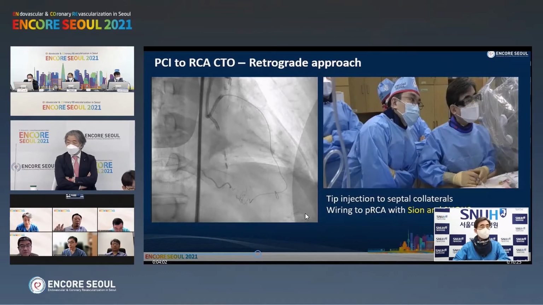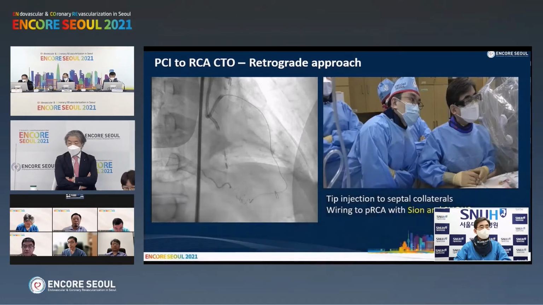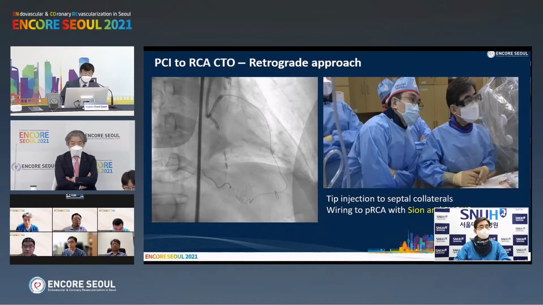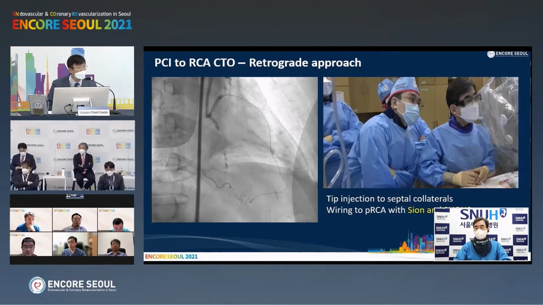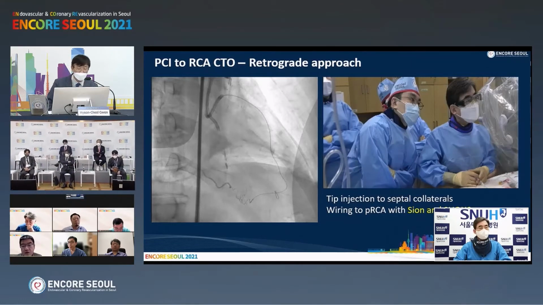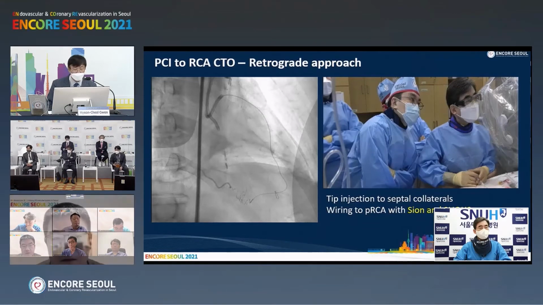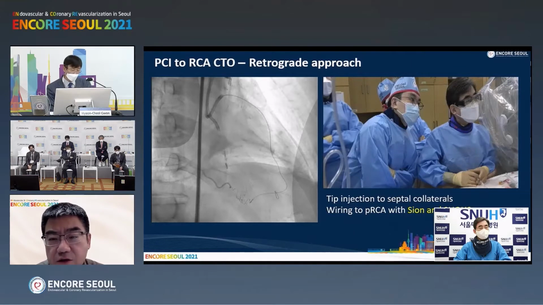So the technical issues here are the selection of the collateral, and second, navigation following the collateral. Lastly, I think coming out from the right ostium is not easy, actually. Most of the wires go into the aorta, dissecting the aorta. So I think there are three technical issues here. A CT would be very helpful in this case, because sometimes with the CT you can actually see where the RCA ostium is.